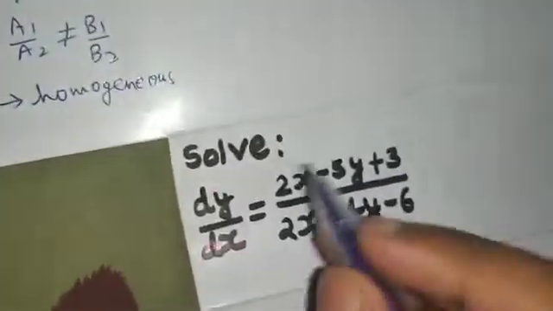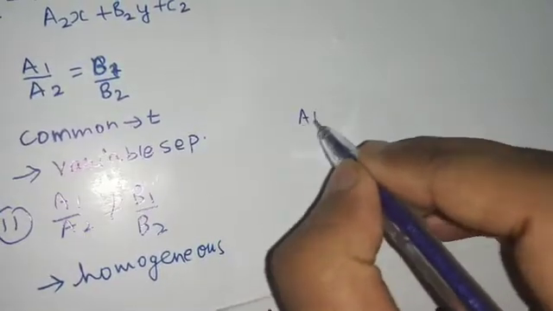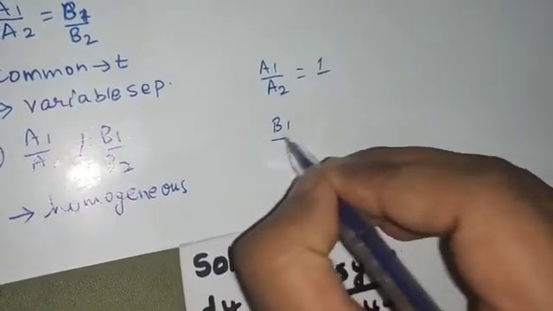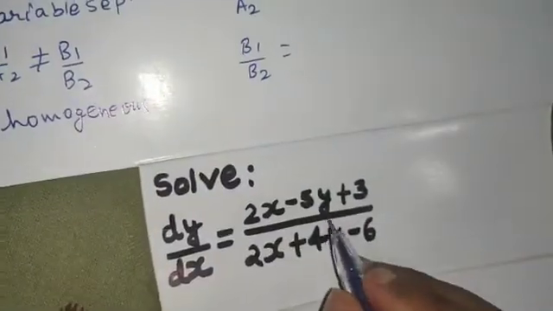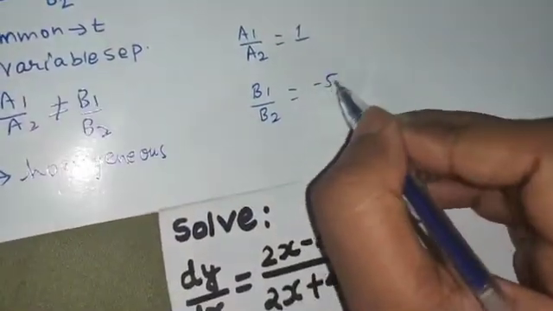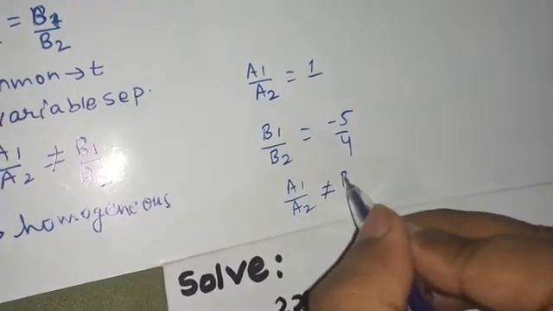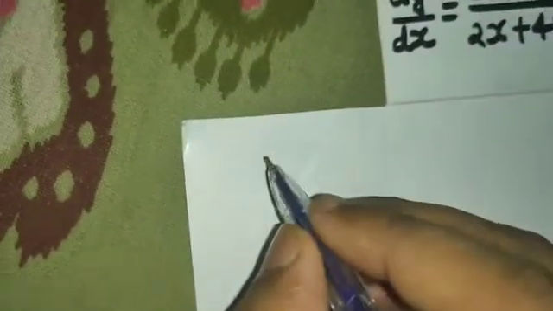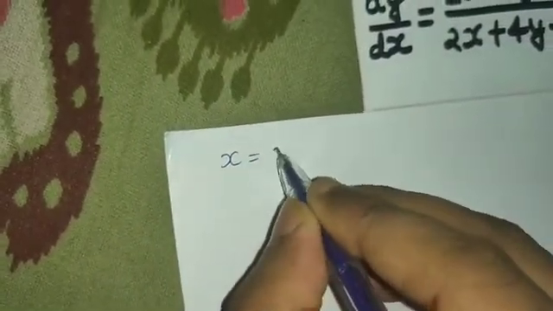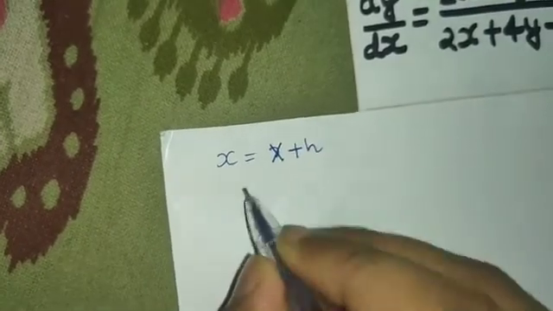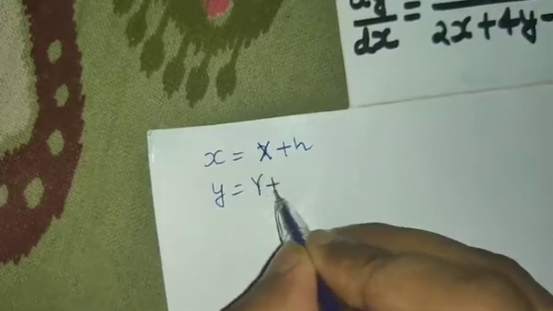So let's check what is the case with this question. If we check a1 by a2, that is coming out to be 2 by 2, which is 1. If you check b1 by b2, that is minus 5 by 4. So clearly a1 by a2 is not equal to b1 by b2. That means this belongs to the second case. So what we do in the second case, we take small x to be capital X plus h and small y to be capital Y plus k.